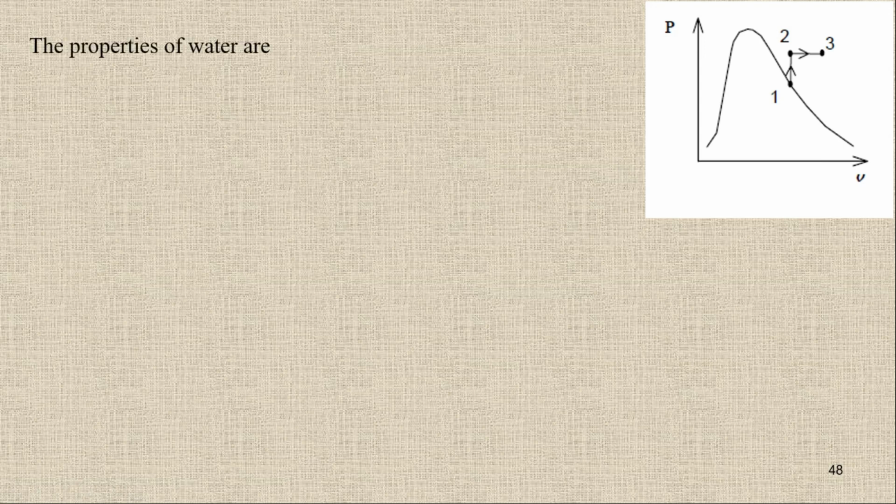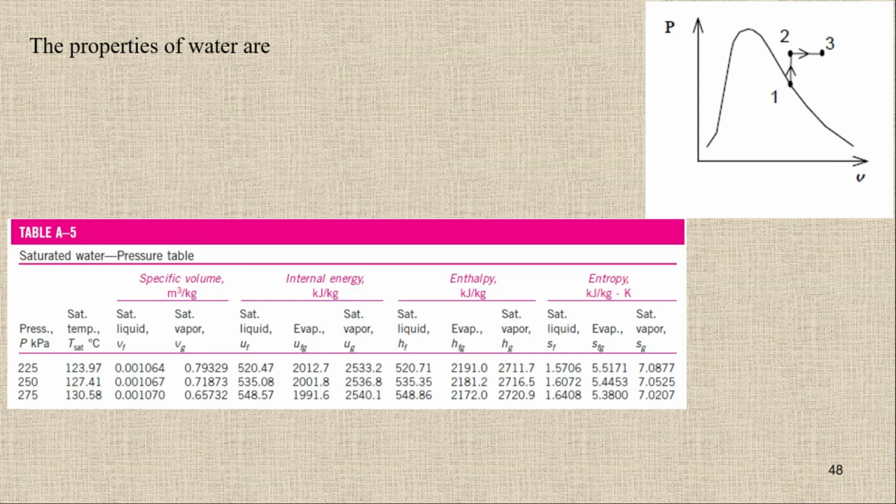Here, if I have to check the properties of the water at point 1, we have to use table A5 again, because this is all about saturated water, the pressure table. So at point 1 we have 250 kilopascal. So where is 250? 250 is somewhere here, and we have saturated vapor, so we can get the value of Vg like this. This is the volume at point number 1.